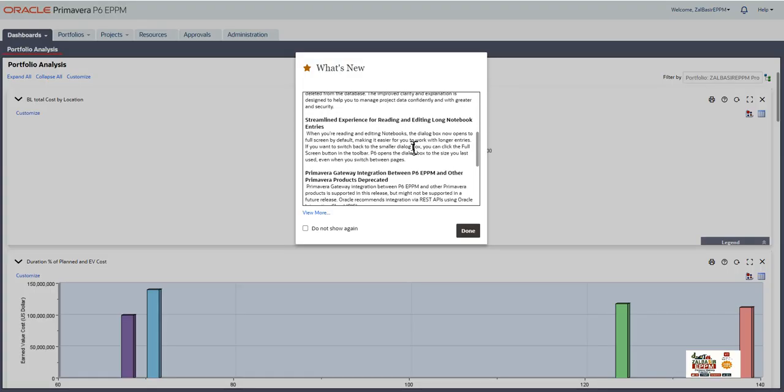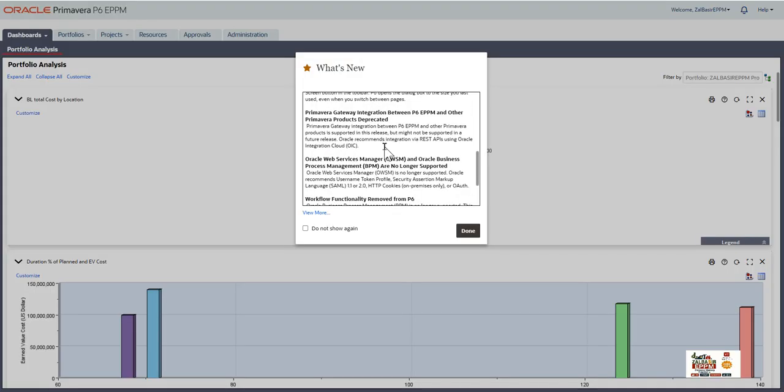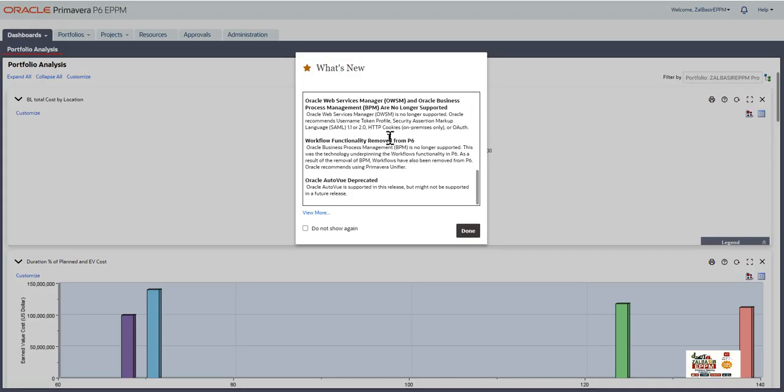Now, we also have a notebook. If you are adding a big text in scope, comments or communications, it was very small to see everything. Now you have it and you can see it very well. The other thing is for people who have Primavera P6 working with the cloud and other packages, so it's not to explain here.